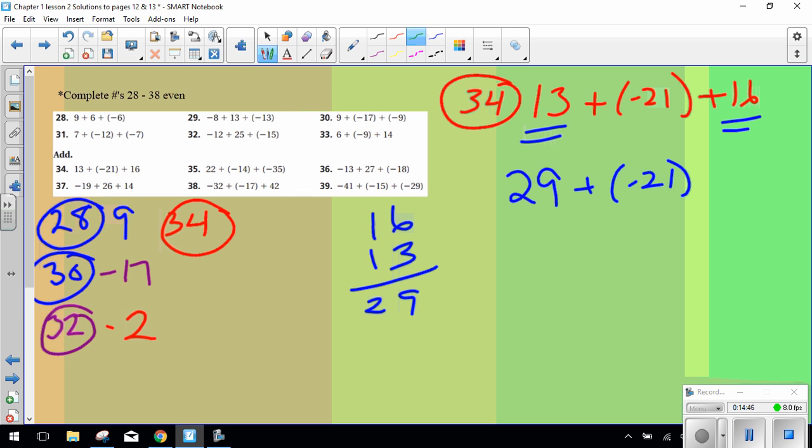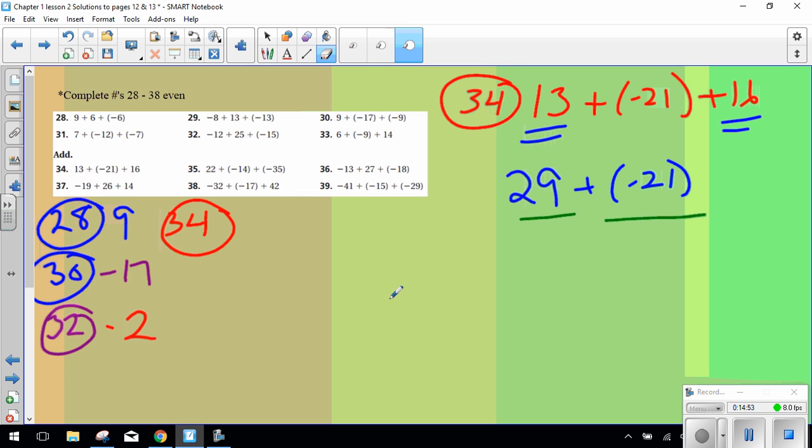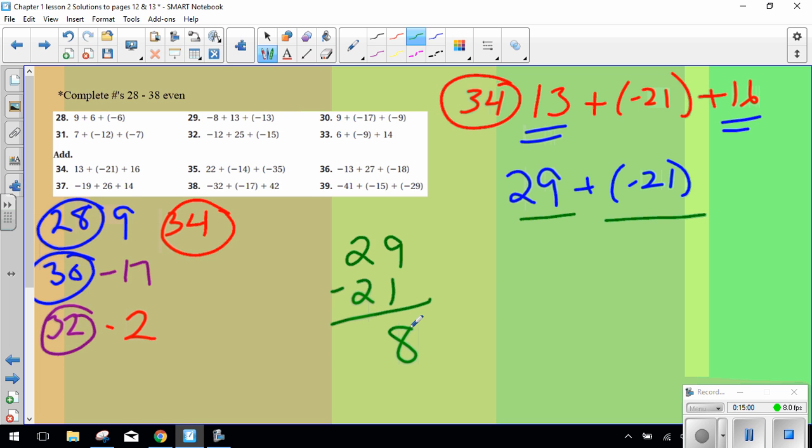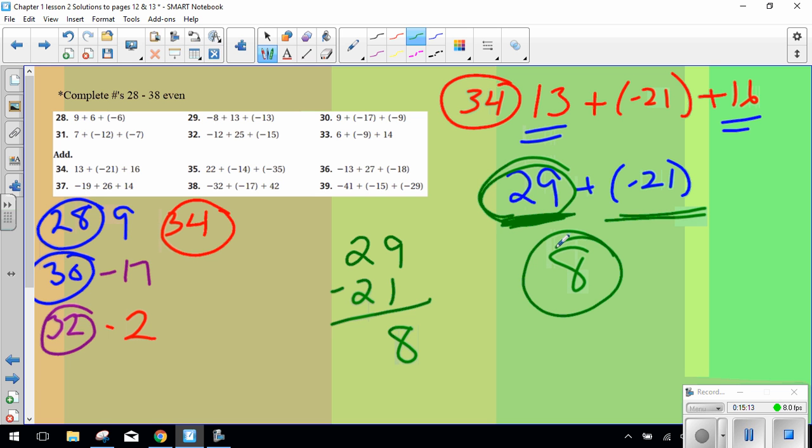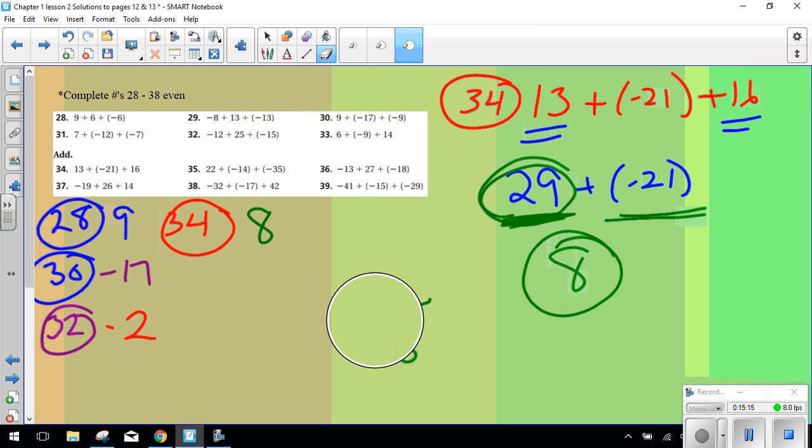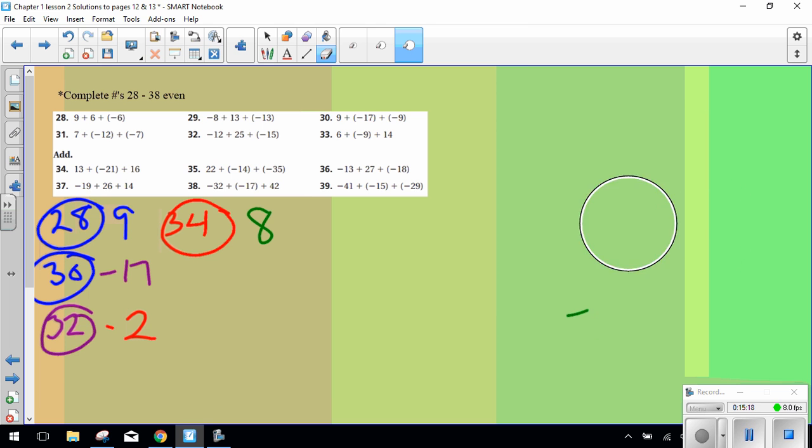Now take a look at the problem you have. I have a positive and a negative. So when the signs are different, at this point, I have to subtract. So I'm going to take 29 and subtract 21, and I get an answer of 8. Now ask yourself, which of these two numbers gives you a bigger absolute value, the 29 or the 21? Hopefully you're saying 29, so my final answer is simply 8. Okay, that was 34. Let's take a look at 36.